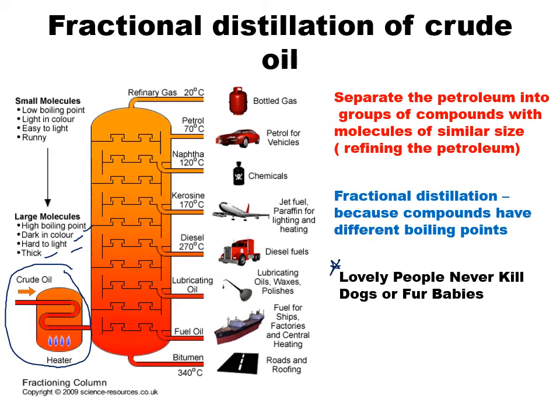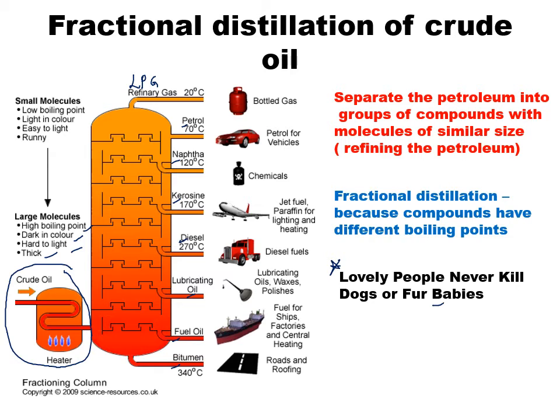So LPG stands for the refinery gas. So refinery gas, we can call it as LPG as well. P stands for petrol, naphtha. K stands for kerosene. D stands for diesel. L stands for lubricating oil. F stands for fuel oil, and B stands for bitumen.